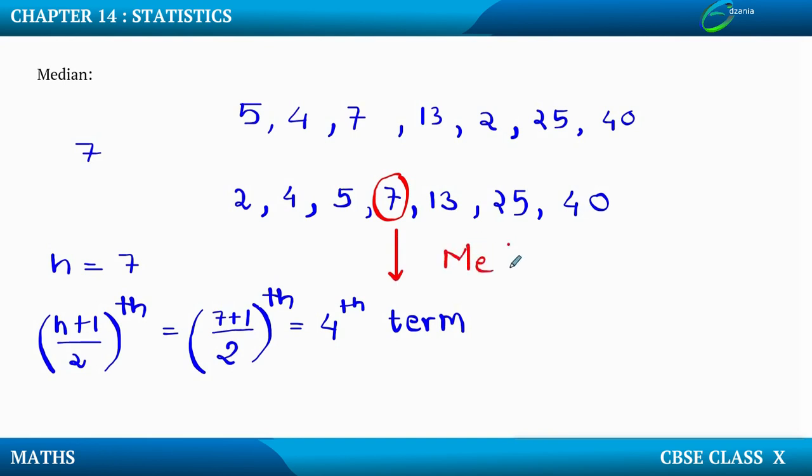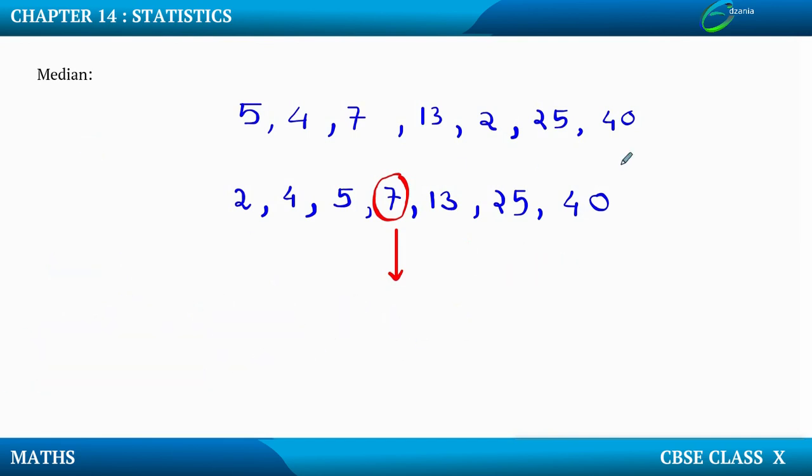So median is the middlemost value of a given data. To find out the middlemost value of the given data, we arrange the data in ascending order and then we find out the middlemost value. If the number of observations is odd, then we say that n plus 1 upon 2 term is the median.